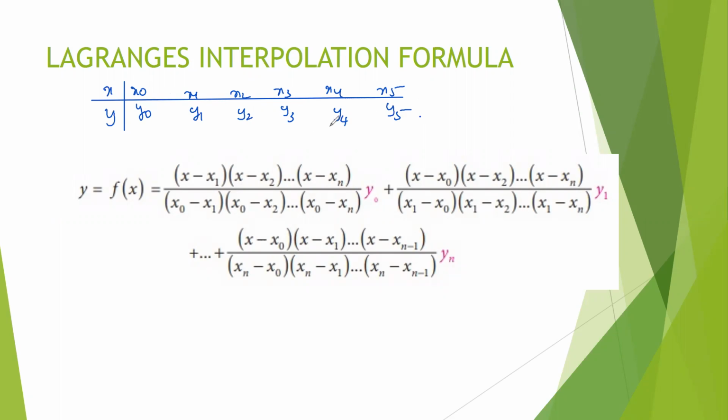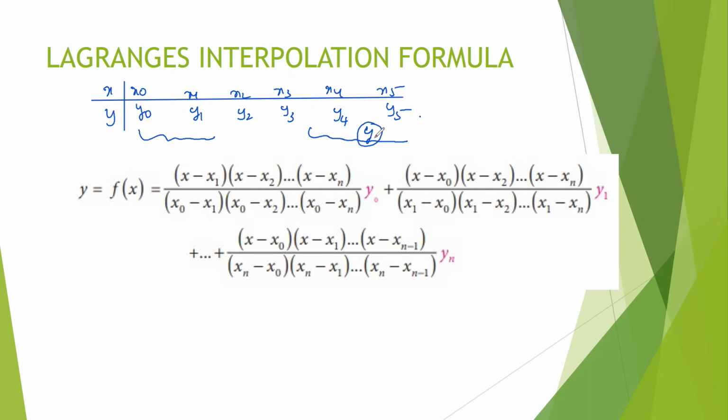If you want to find the y value existing between y4 and y5, otherwise y0 and y1: if the corresponding x value falls in the first half, we are going to opt for forward differences. If the y value falls in the second half, we opt for backward differences.